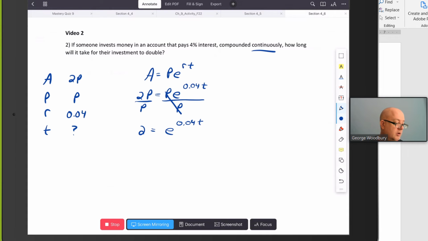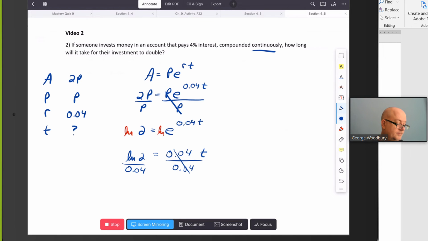We need to take the natural log of both sides to get out of the exponent. So the natural log of 2 equals the natural log of e to the 0.04t power. On the left side, that's just the natural log of 2, but on the right side, the natural log of e to some power is just that power. We finish by dividing both sides by 0.04. And there's a shortcut formula for finding doubling time. It's the natural log of 2 divided by the interest rate.